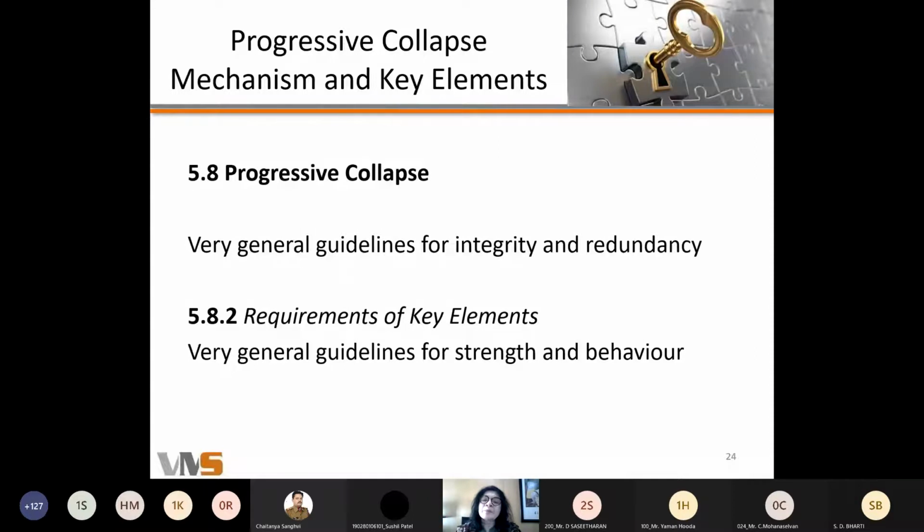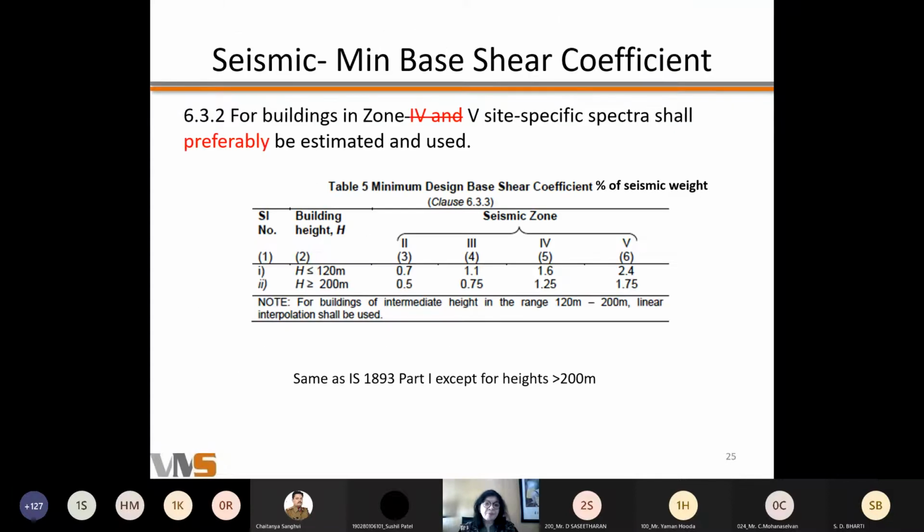And also, sometimes you have key elements. Even if it's a gravity load system, you can have a lot of columns coming onto some transfer girders. Even if it's gravity, those are key elements, right? So they cannot fail. So you need to have certain guidelines about how and which way they should behave.